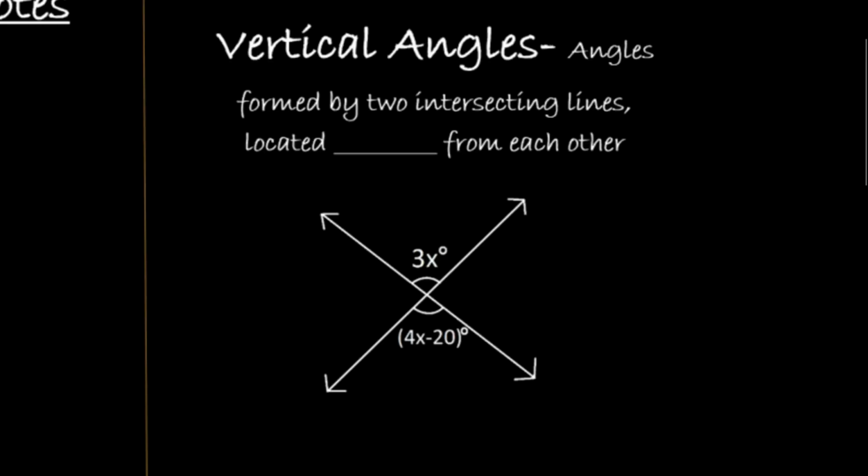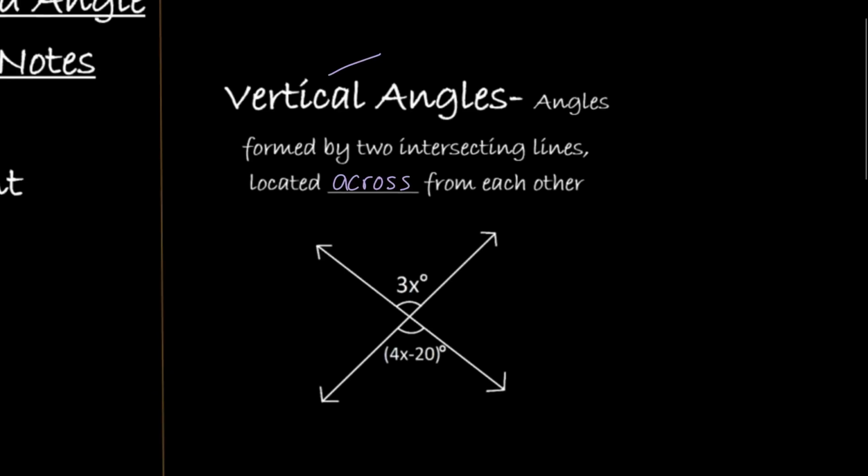Vertical angles are angles formed by two intersecting lines. So here we have two intersecting lines. They intersect each other at one point. The angles located directly across from each other are called vertical angles. So angles that are across from each other in two intersecting lines are called vertical angles. Now the special thing about vertical angles is they are always congruent. Good. They will always have the exact same measure.